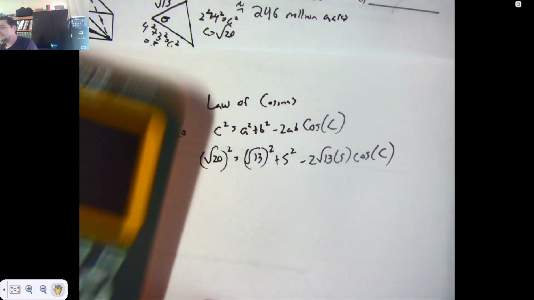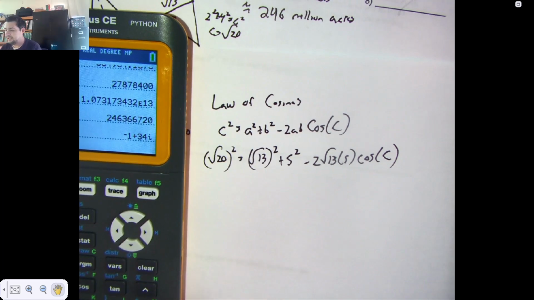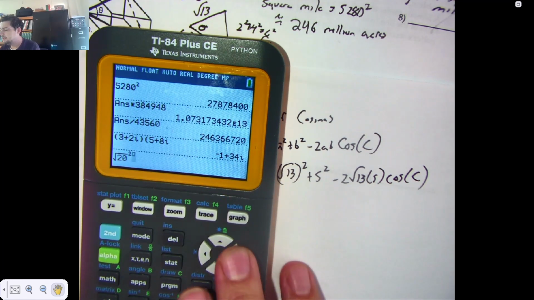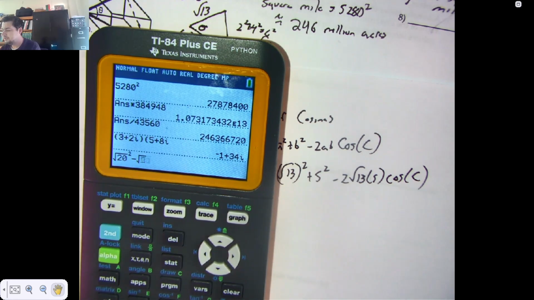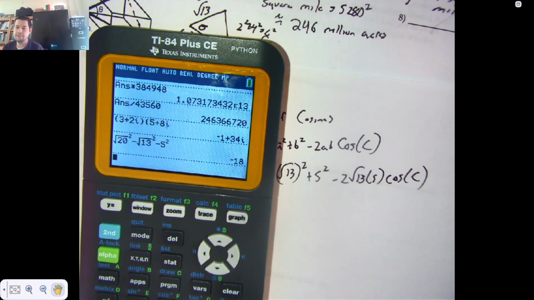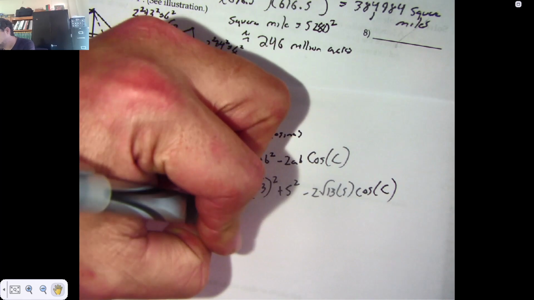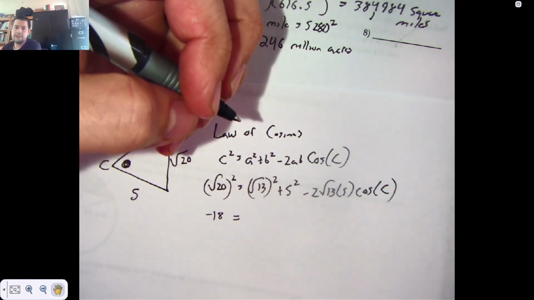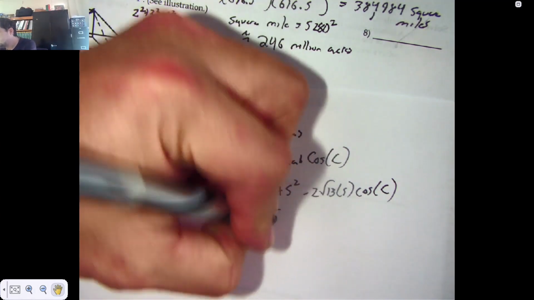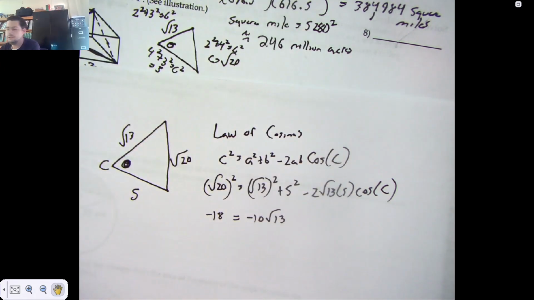And as quickly as I'd like to get out of here, as opposed to doing a chunk of this by hand, we got root 20 to the second. We have to take away root 13 to the second. We have to take away 5 to the second. And that's the left-hand side. It's negative 18. The right-hand side, you can push buttons or whatever if you want. You don't have to. It's negative 10 root 13. You can approximate a decimal. It's up to you. Cosine of C.